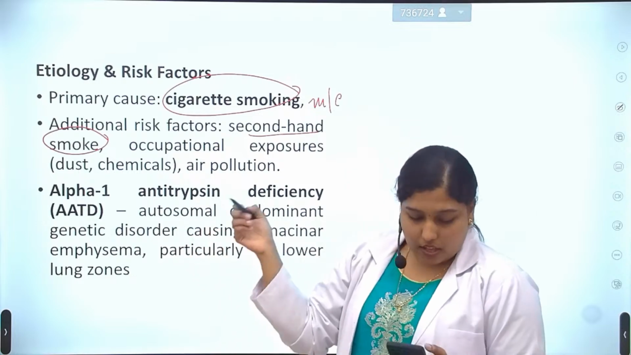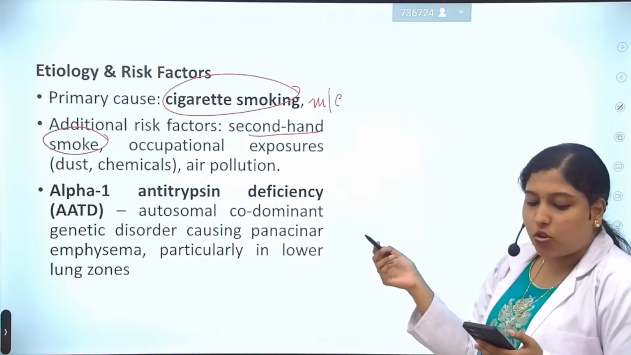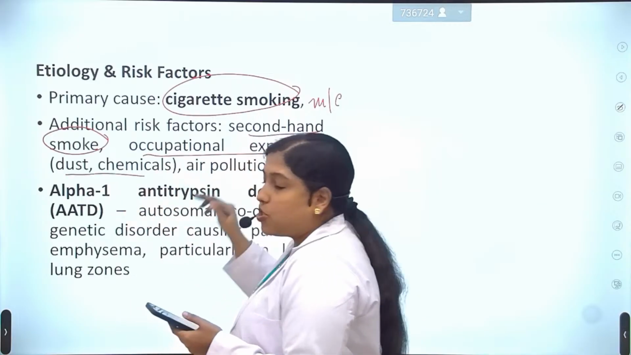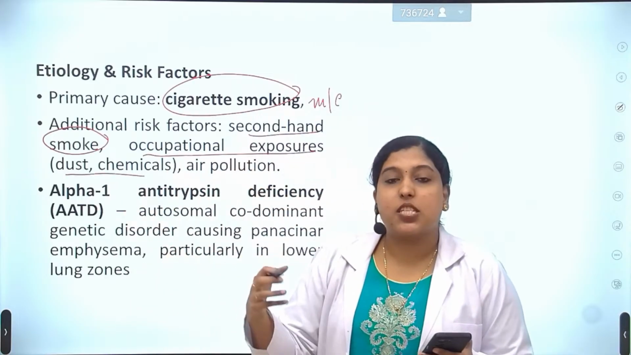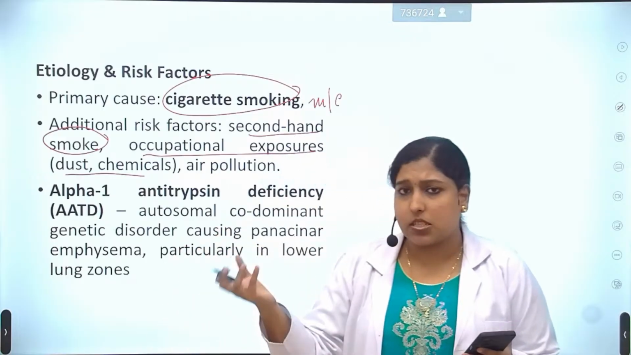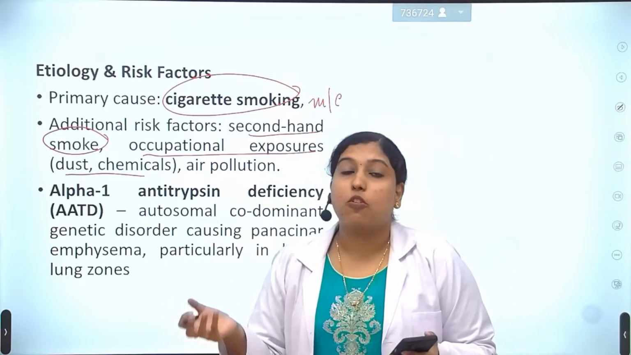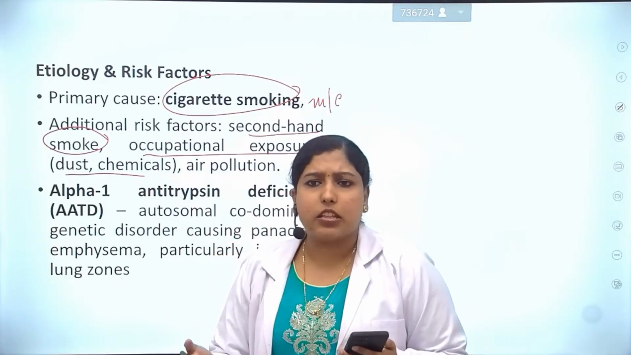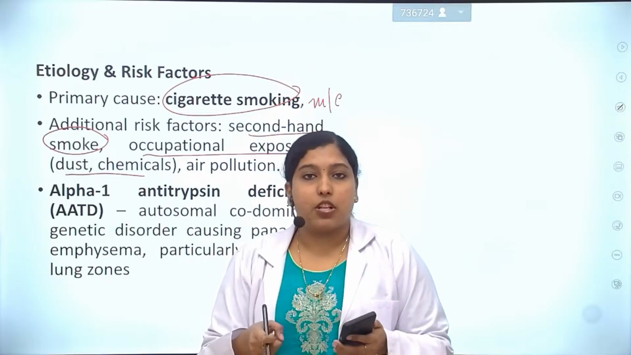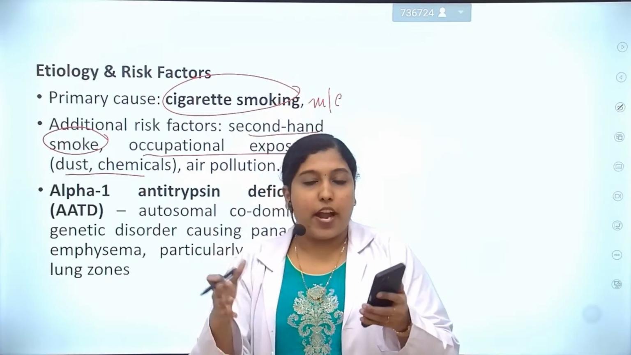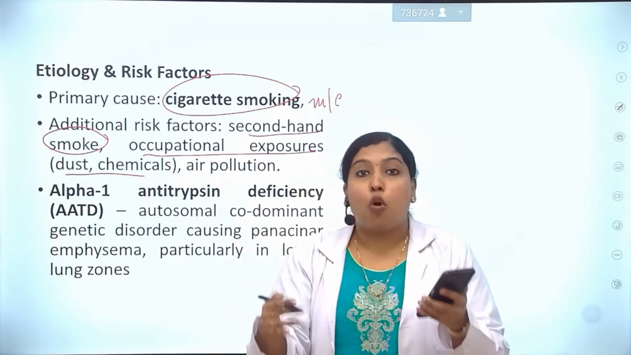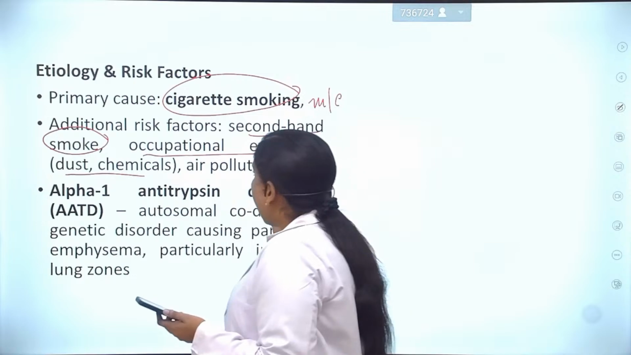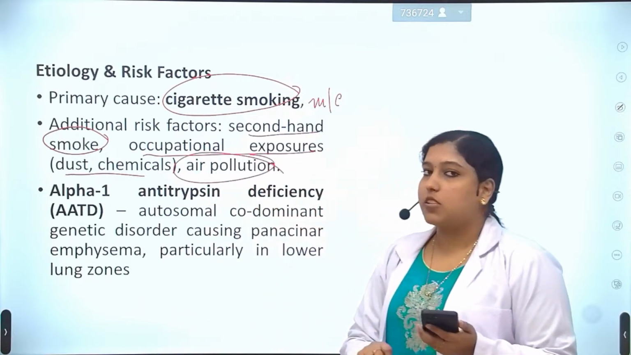The passive smokers are also at risk of getting COPD, followed by occupational exposure, which means whenever I am occupationally exposed to excessive dusty materials, I am at a higher risk of getting COPD. And another thing is the people who are cooking inside with wood and all. The excessive smoke is also a high risk for COPD, and air pollution is also one of the additional risk factors for COPD.